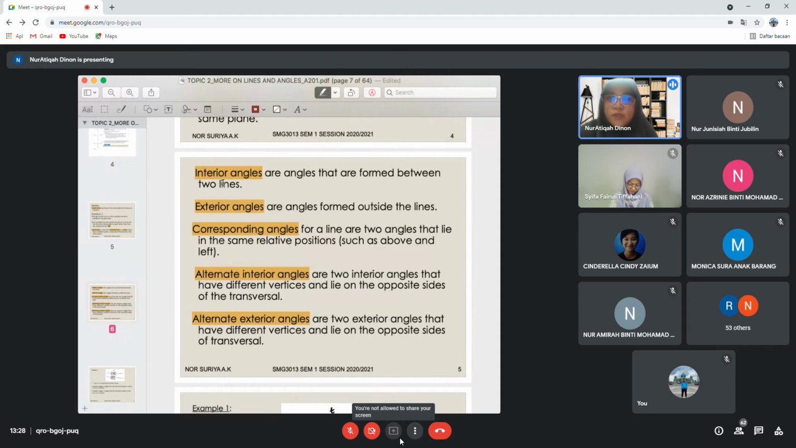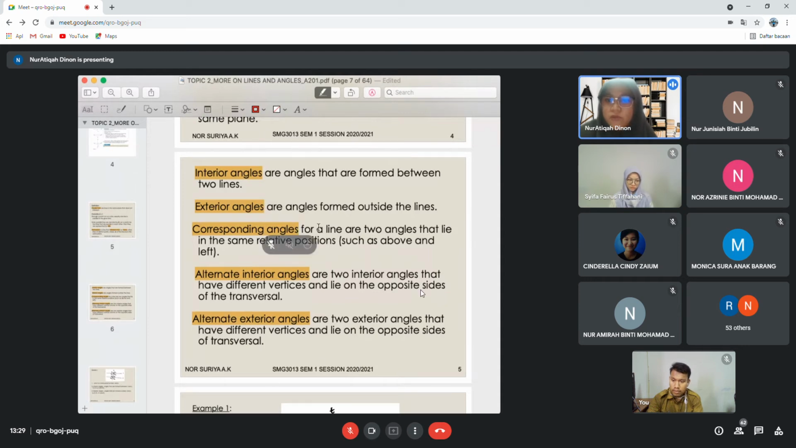So what does that mean? Interior angles are angles that are formed between two lines. So any angles between the two horizontal lines are the interior angles. Exterior angles are angles formed outside the lines. So it's like the vice versa of this.